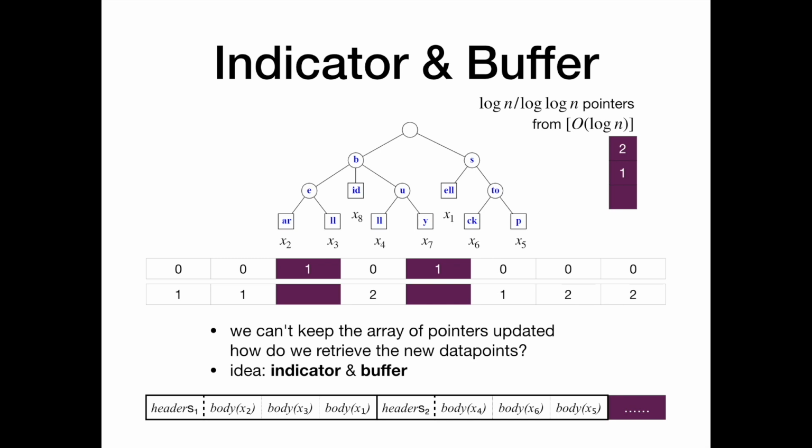The buffer is an array of pointers. The k-th entry is the address of the data point whose in-block rank is k. For example, X8 comes after X7. So the buffer looks like this. To retrieve X7, we compute its in-block rank with the indicators. Then we know that the rank is 2. So X7 is the second data point in the block under construction.